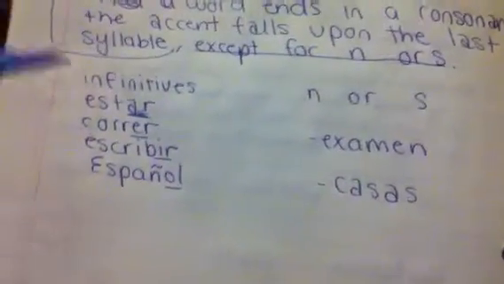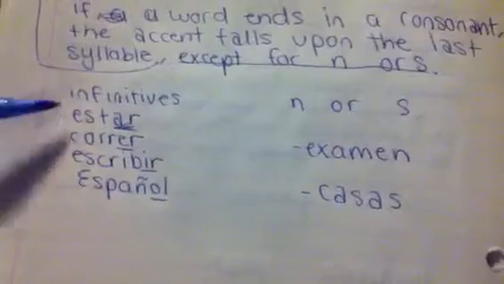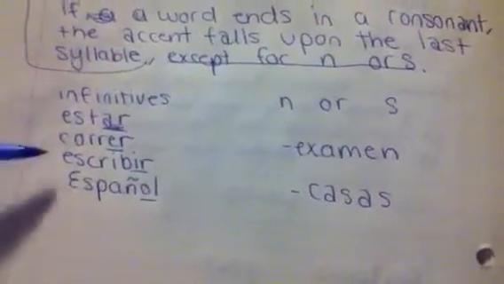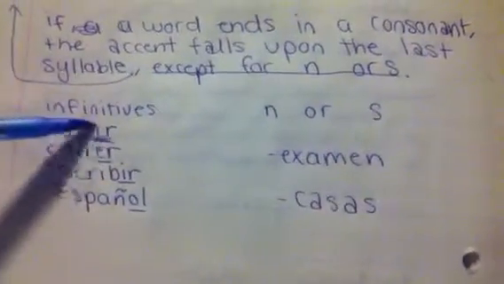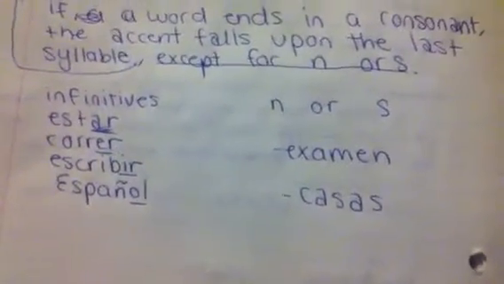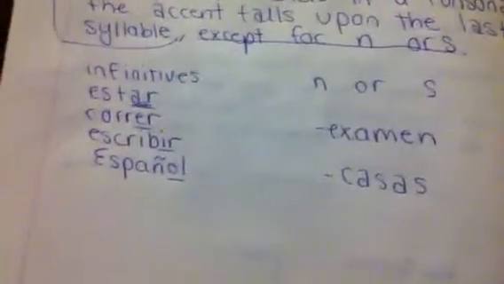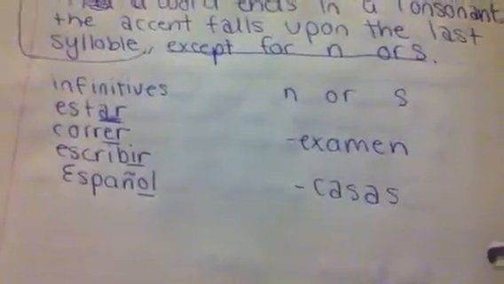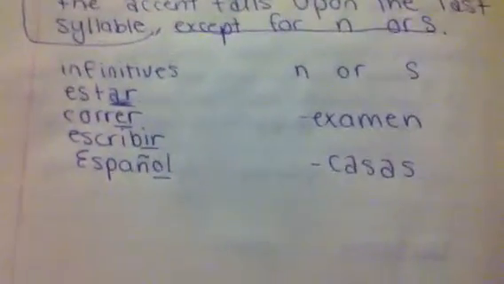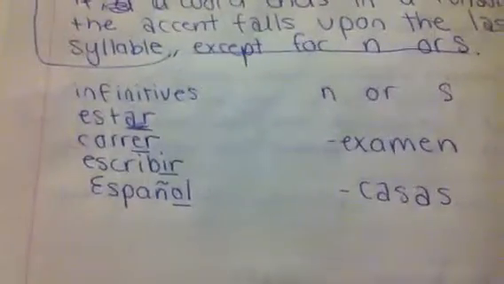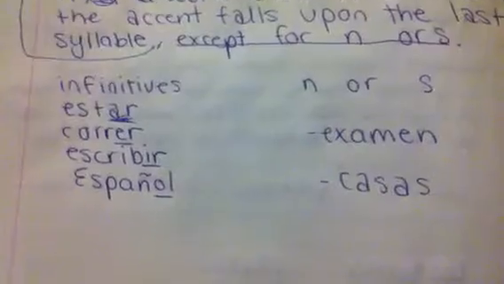So, in all of the infinitive forms of the verb in Spanish, such as estar, correr, escribir, español, all of them have the emphasis of the word on the last part, without an accent. Estar, correr, escribir, español. They all have it on the end. So you don't say estar, or correr, or escribir, or español. It just automatically falls on the end.